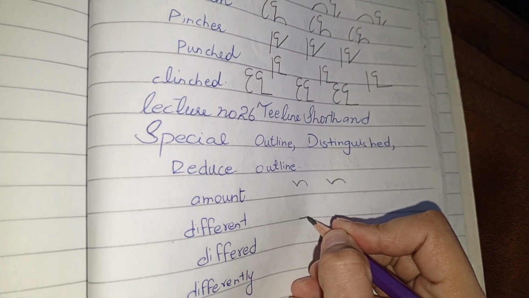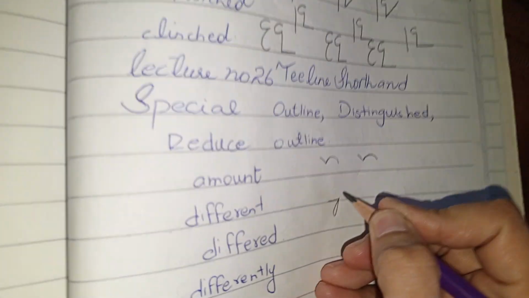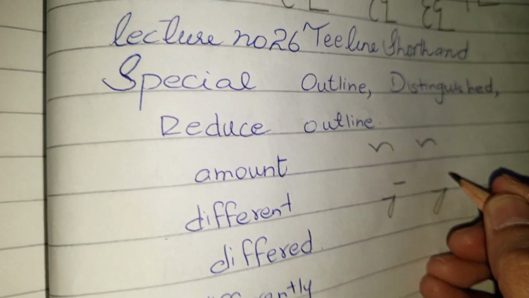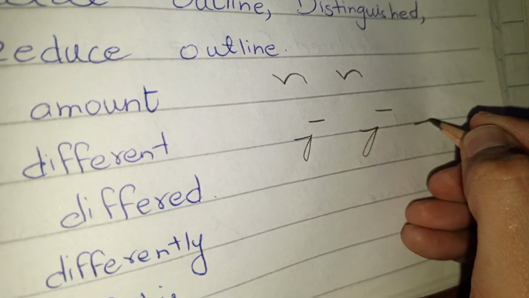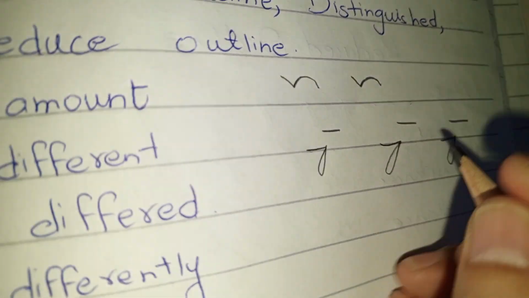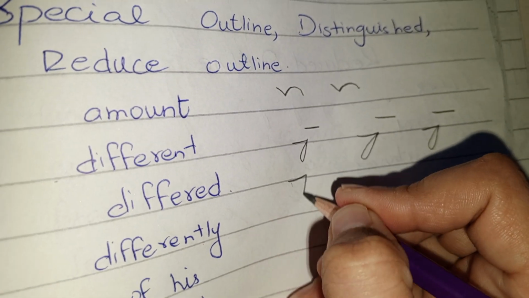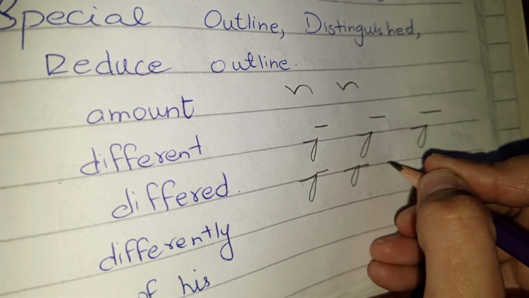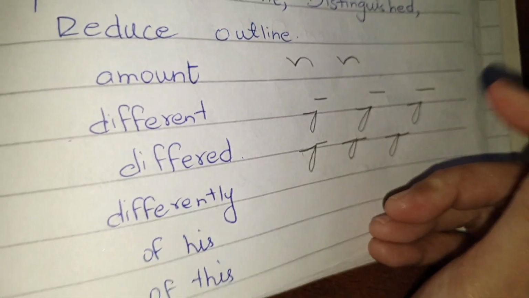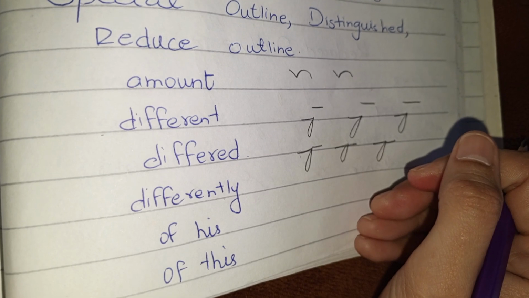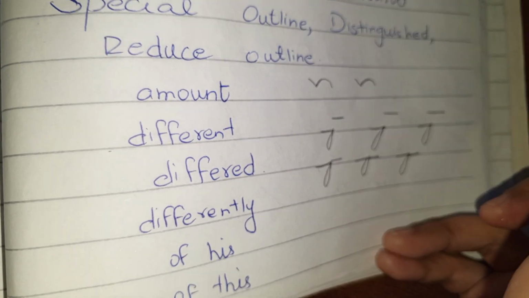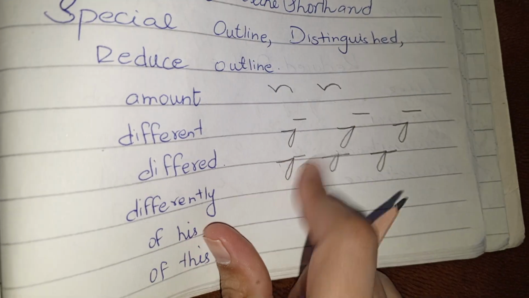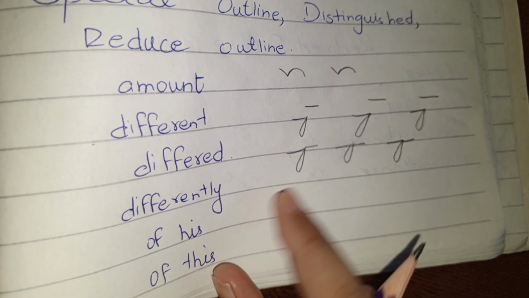Different, D, F and T. Above the line, D, F and T. Differed, D, F, T. Students, in my previous lectures I told you the difference between the D and T outline. Outline of T is above the line and outline of D is on the line.